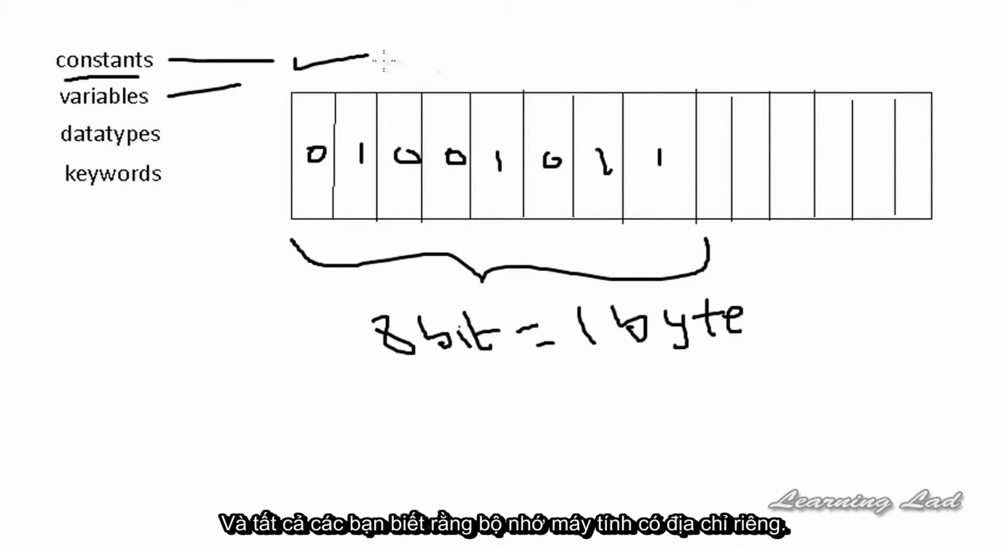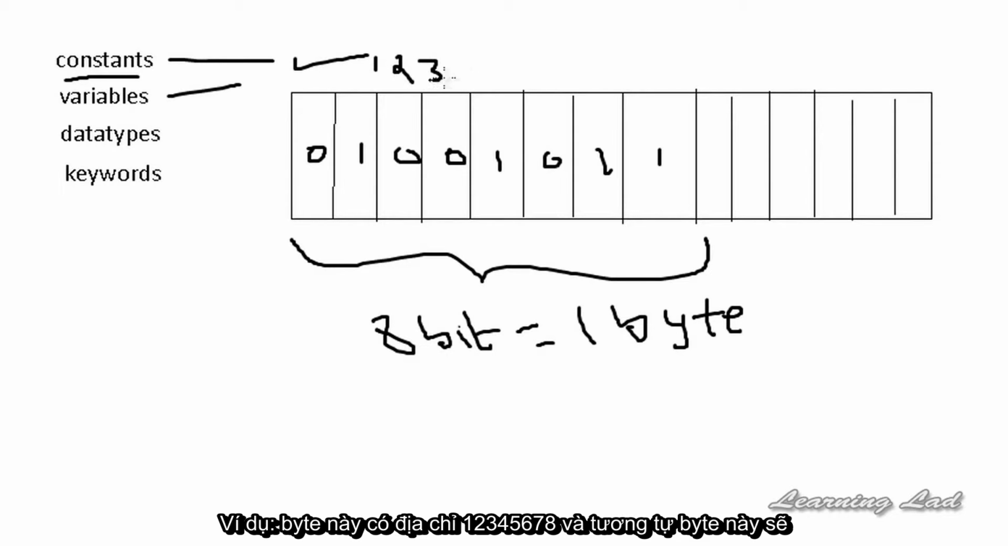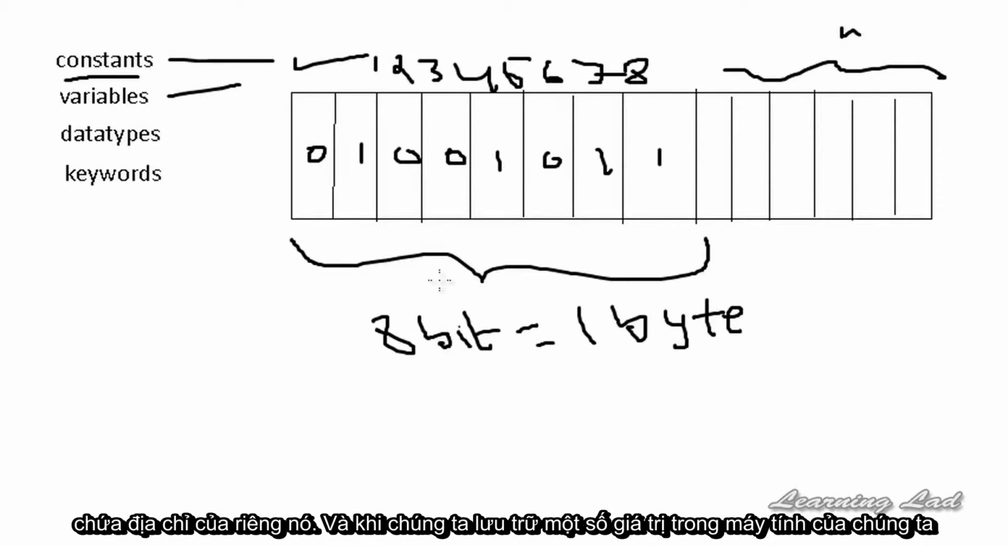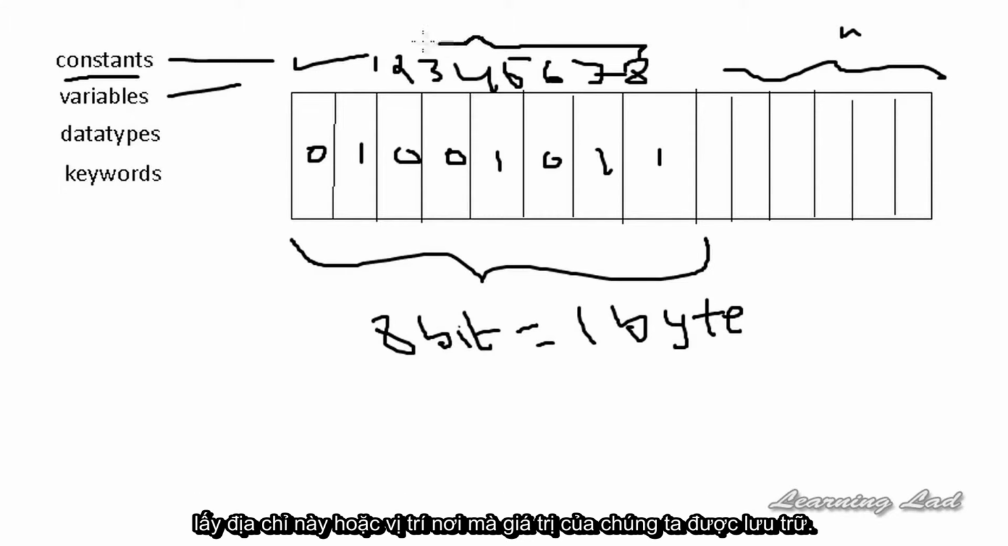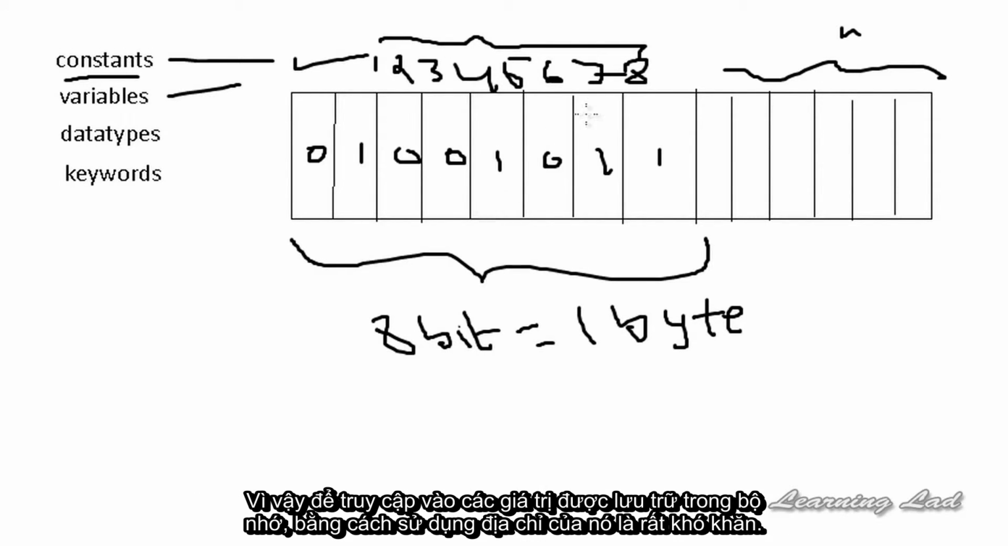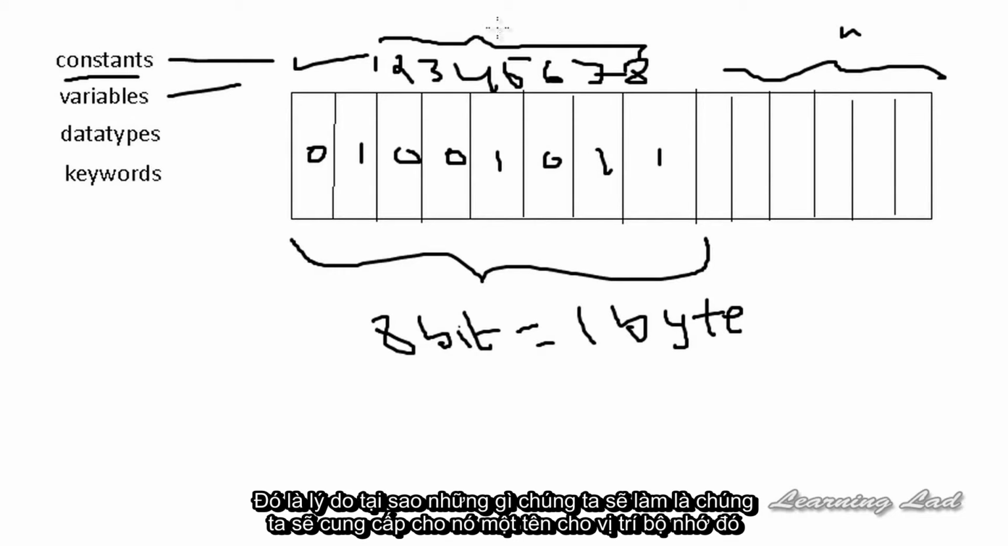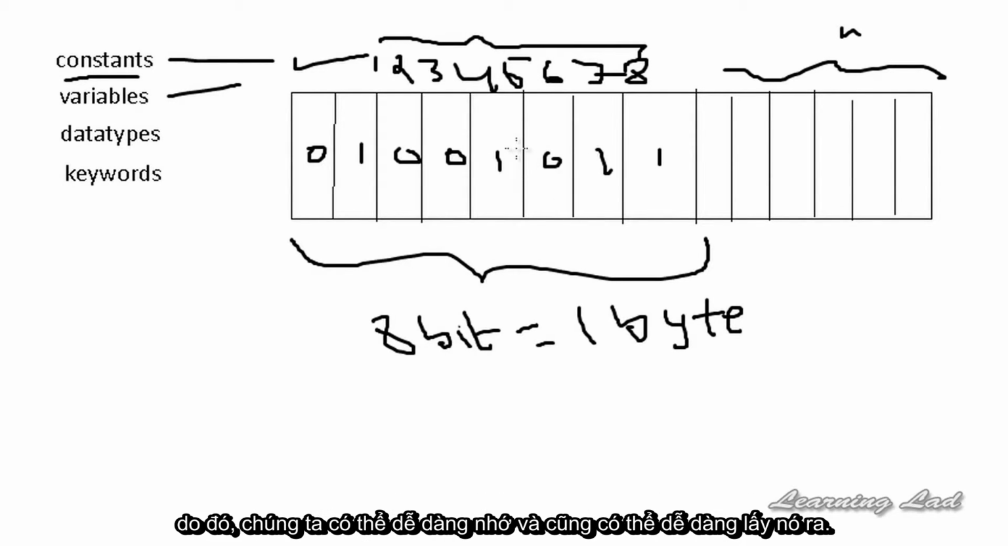And all of you know that computer memory has their own address. For example, let's say this byte has the address 1, 2, 3, 4, 5, 6, 7, 8, and similarly this byte is going to contain its own address. And when we store some values in our computer memory, when we want to use that in our program, what we need to do is we need to refer this address or the location where our value is stored. So to access the value stored in a memory by using its address is very difficult. That's why we're going to give a name to this memory location so that we can easily remember that and also we can easily refer that.